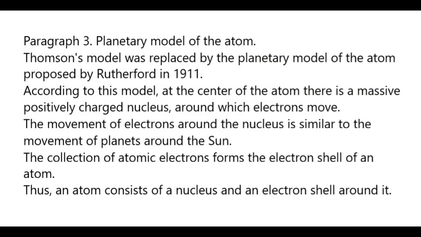Paragraph 3. Planetary model of the atom. Thomson's model was replaced by the planetary model of the atom proposed by Rutherford in 1911. According to this model, at the center of the atom there is a massive positively charged nucleus around which electrons move. The movement of electrons around the nucleus is similar to the movement of planets around the sun. The collection of atomic electrons forms the electron shell of an atom. Thus, an atom consists of a nucleus and an electron shell around it.